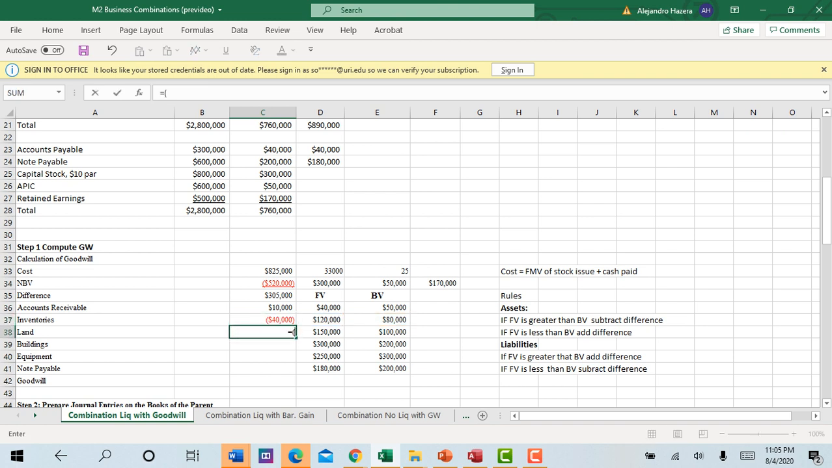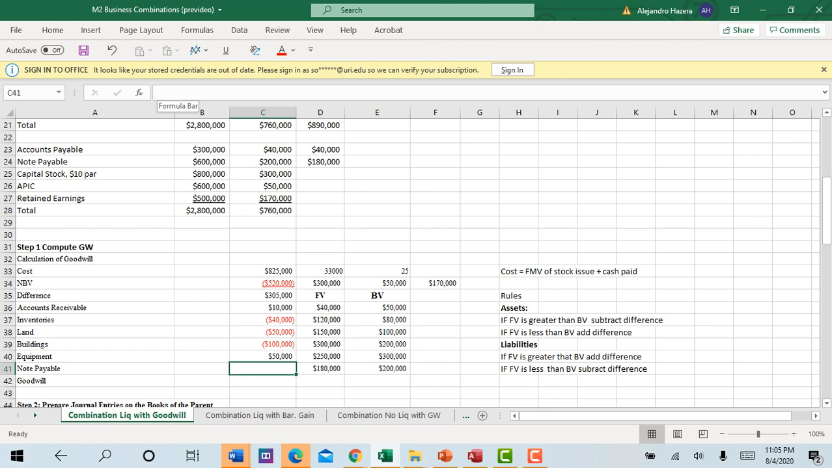Once again, for land, the fair value is greater than the book value, so subtract the difference. That should be a negative. Then for the building, the fair value is greater than the book value, so we will once again subtract the difference. The equipment, it's an asset, and so we'll apply this rule here. If the fair value is less than the book value, we will add the difference. So we will just take 300,000 minus 250. We'll add the difference there.